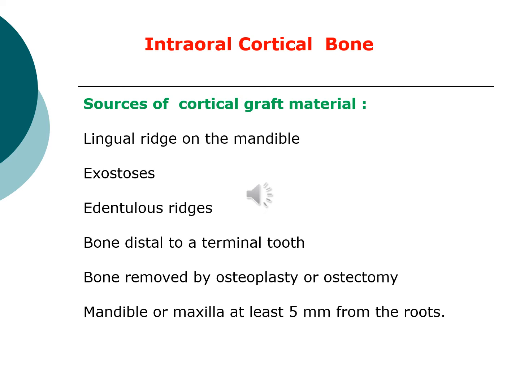Intraorally, we have both cortical and cancellous bone. We'll see what are the good sites to get intraoral cortical bone. The source of cortical graft material can be the lingual ridge of the mandible, any exostosis, the edentulous ridge, bone distal to the terminal tooth, bone removed during osteoplasty or ostectomy, or any part of the maxilla and mandible at least 5 mm away from the root surface.